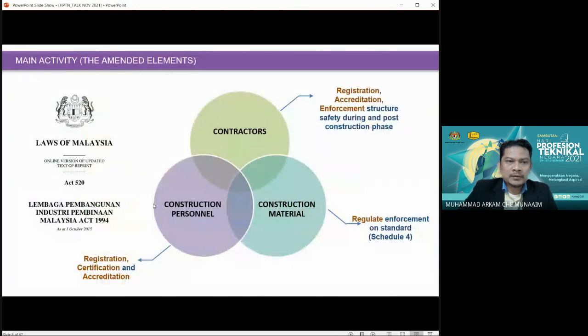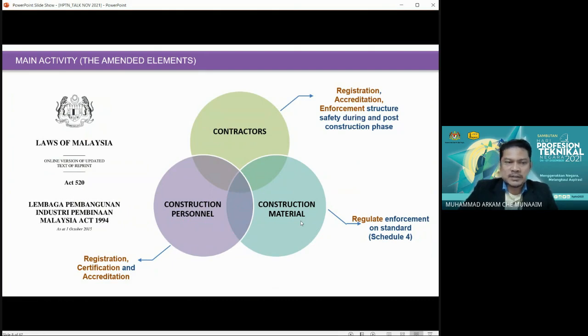And the amended element from this Construction Act 520 is on the contractors' registration, accreditation, and enforcement of structural safety during the post-construction phase. Construction personnel is on the registration, certification, and accreditation of construction personnel, and also construction materials. And we look into these three important stakeholders or players in the construction industry, which are the contractors, the personnel, as well as the materials.